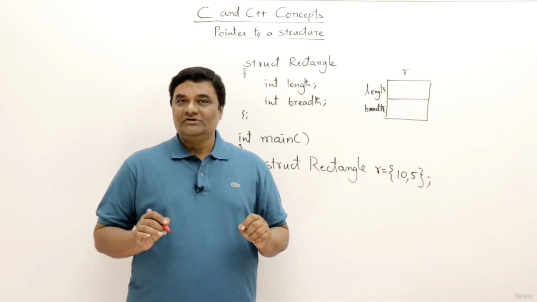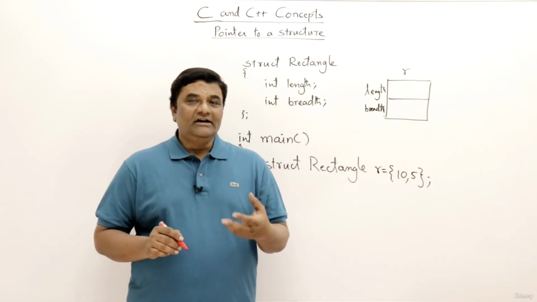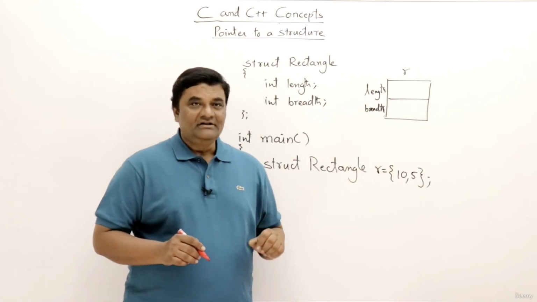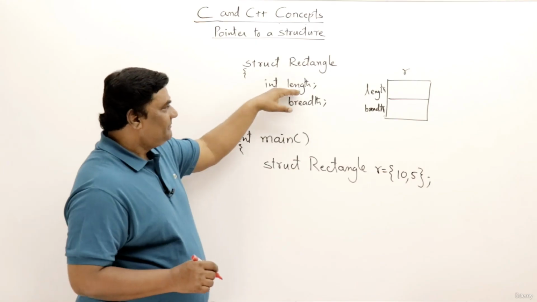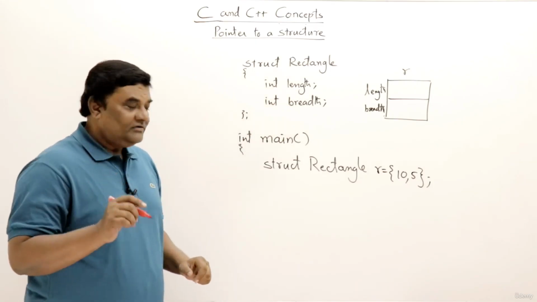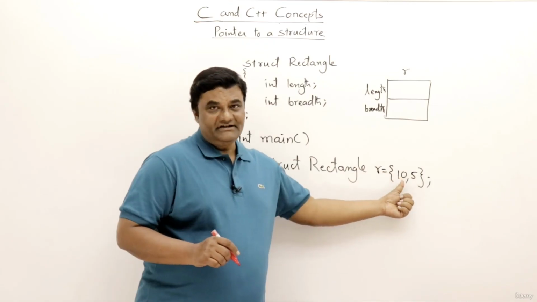In this video, we learn about pointer to a structure. Pointer already we have studied. Now, let us see how to have a pointer upon a structure. So already we have seen this example of a rectangle structure having data members length and breadth. Now, inside the main function, I have a rectangle variable and it is initialized with 10 and 5.